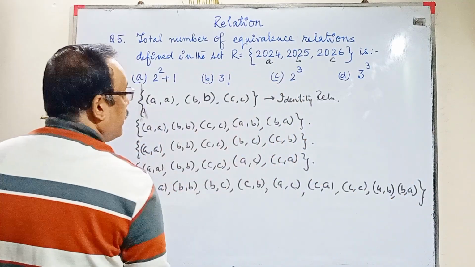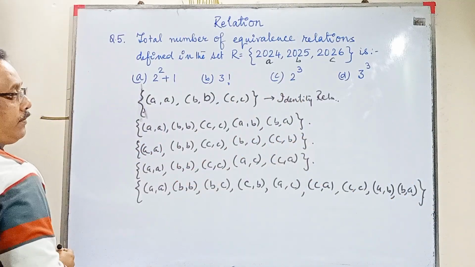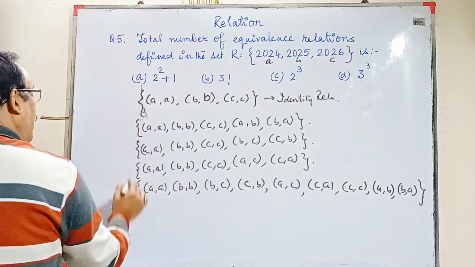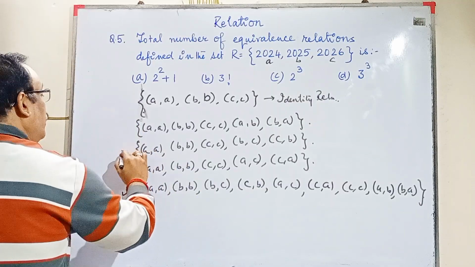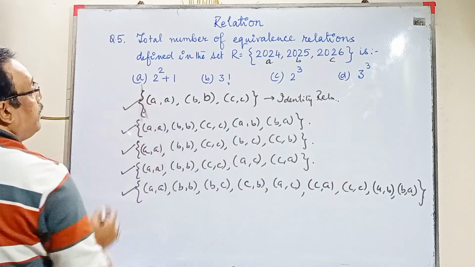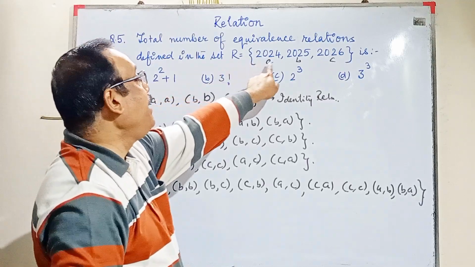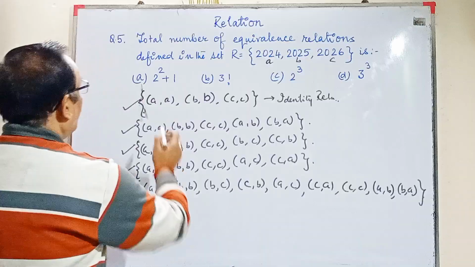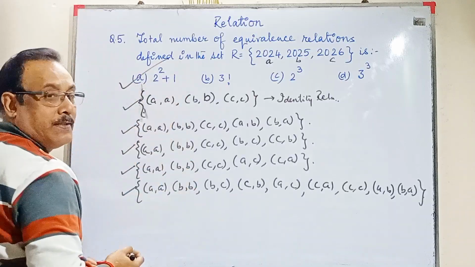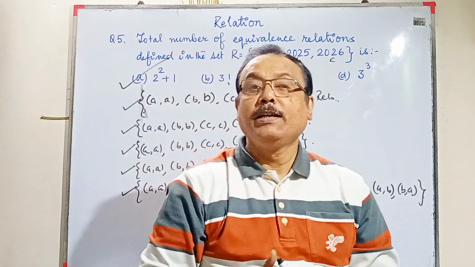All these are joined together: universal relation. So 1, 2, 3, 4, 5. So 5 equivalence relations are possible having 3 elements A, B and C. So A is my choice. We go to the next question.